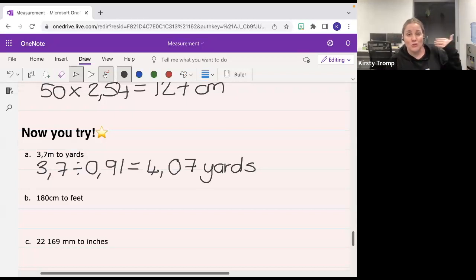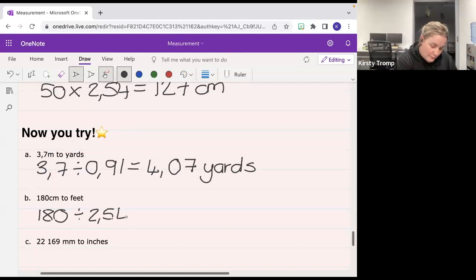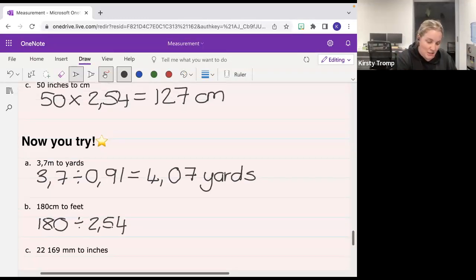I like to round off to 2 decimal places, but 1 decimal place is also okay, depending on what they ask. All right, 180 centimeters to feet, right? Because we're going the other way now, what are we going to do? We're going to divide. So 180 centimeters divided by 2.54, because there's 2.54 centimeters in each.